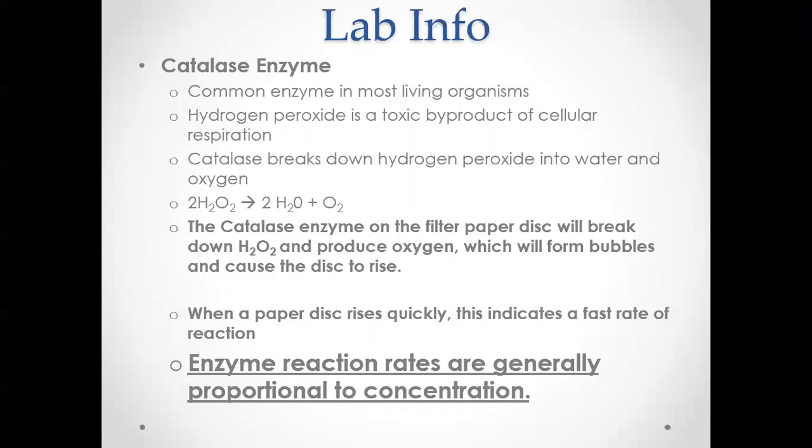Essentially, the catalase enzyme on the filter paper disc will be placed in a beaker of hydrogen peroxide. The catalase on the disc will break down the peroxide into water and oxygen. The oxygen produced will form bubbles that will cause the disc to rise. The amount of oxygen produced in this reaction will be directly proportional to the rate of reaction. When the paper disc rises quickly, this indicates a fast rate of reaction. If the paper disc fails to rise, the reaction has been disrupted and will not occur.